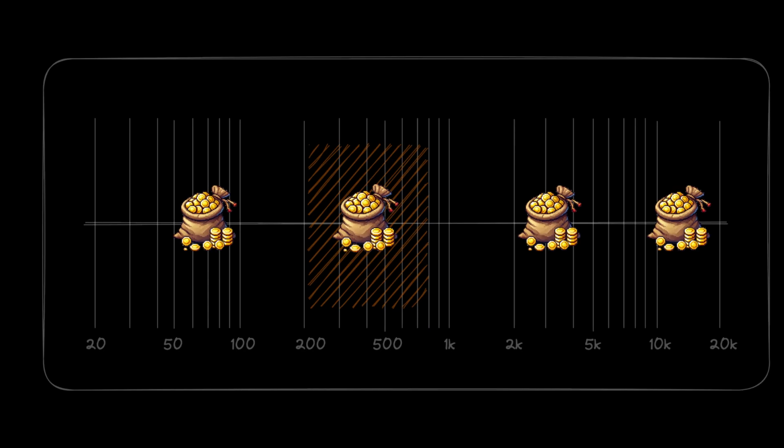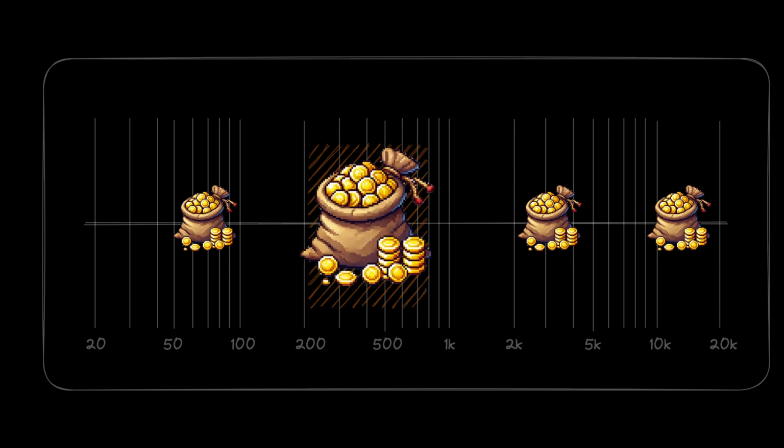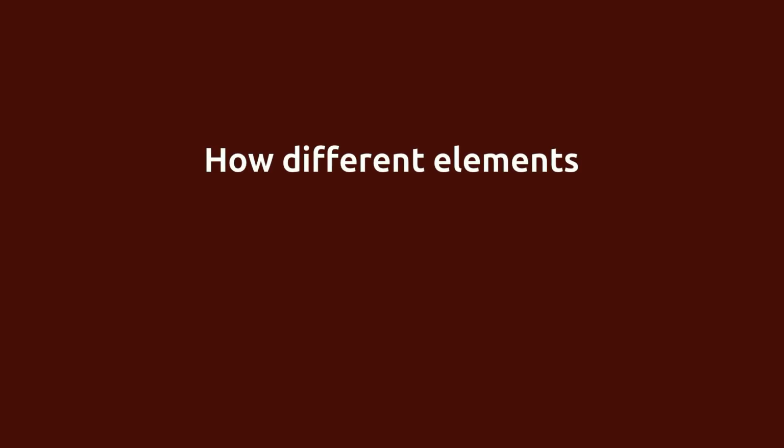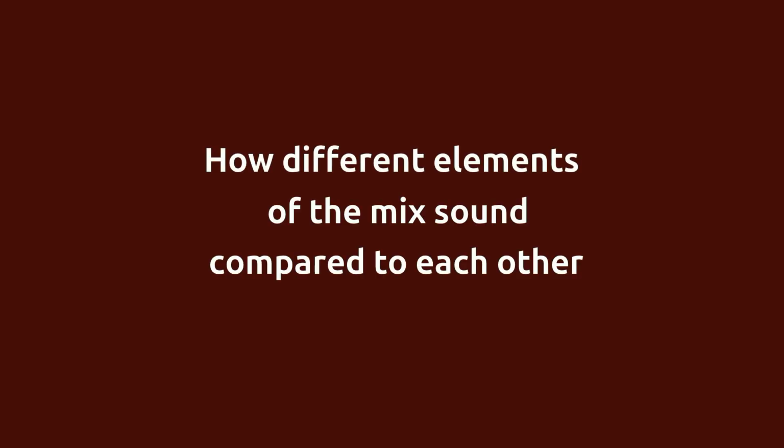When adding several instruments and voices together, there is sort of a low mids budget that every element of the mix will spend a little bit of. In a warm sounding mix, the low mids budget is generally a bit bigger overall, but you will still need to prioritize. So listen to how the different elements of the mix sound compared to each other.